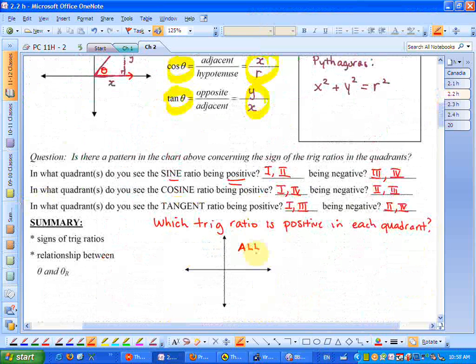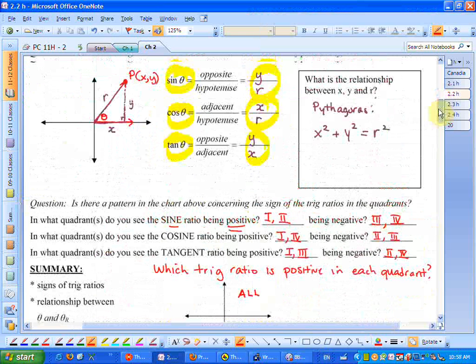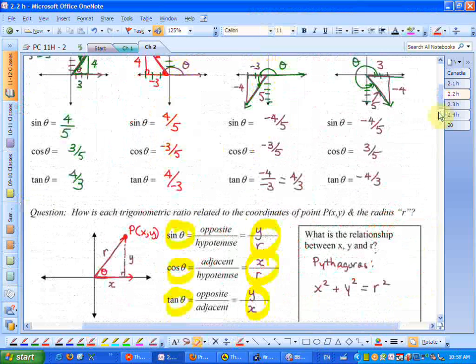How about in quadrant number 2? So let's look back up top. Here's your numbers in quadrant 2. Which one is positive? The sine is positive. Good. So let me ask you to write down the name sine.